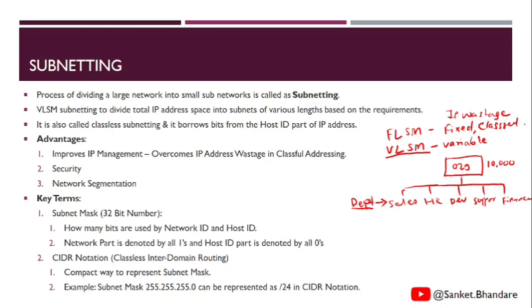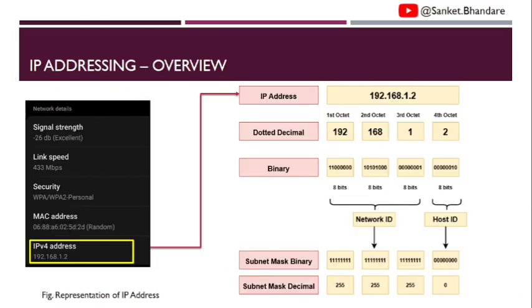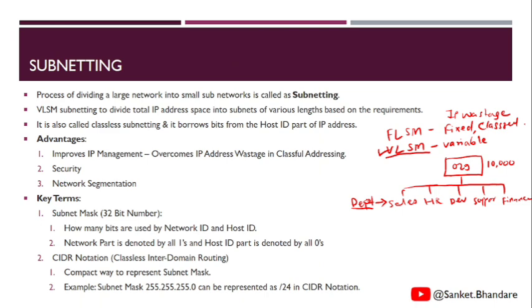It is also called classless subnetting, as we have seen here, and it borrows bits from the host ID part of the IP address. In the previous section we saw the IP address representation, and in binary representation we saw ones and zeros. In subnetting, it borrows bits from this host part in order to create subnetworks, and we will see that with some practical examples.